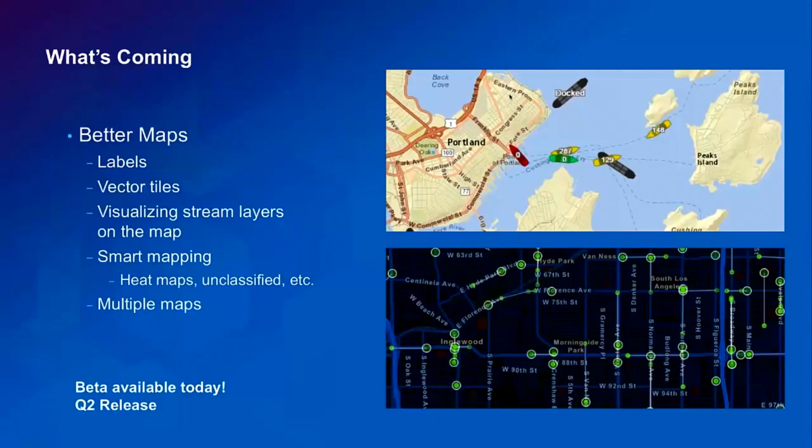Better maps. Using the JavaScript API will support labeling and vector tiles and visualization of stream layers from GeoEvent Server, all of the smart mapping rendering capabilities. It's available right now as a beta through our early adopter website, and we plan to release it in Q2 of 2017. And this is a really major update for the operations dashboard and for monitoring your field work.